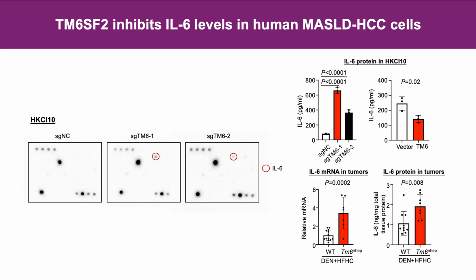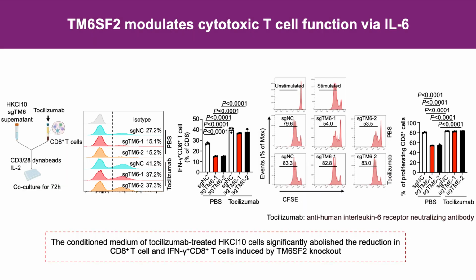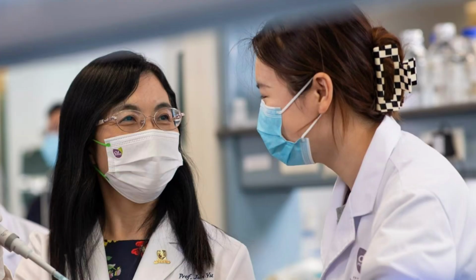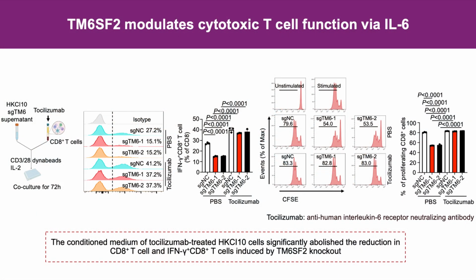We examined the cytokine levels in the culture supernatants of human MASLD-HCC cell lines, and we found that interleukin-6 was significantly upregulated in the culture supernatants of MASLD-HCC cell lines with TM6SF2 knockout. Further validation confirmed that TM6SF2 regulates interleukin-6 secretion both in vitro and in vivo. We next investigated whether hepatocyte TM6SF2 could enhance cytotoxic CD8 positive T cell function by suppressing interleukin-6 secretion.